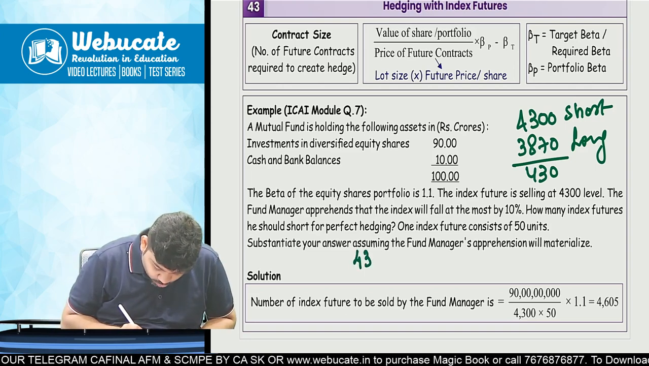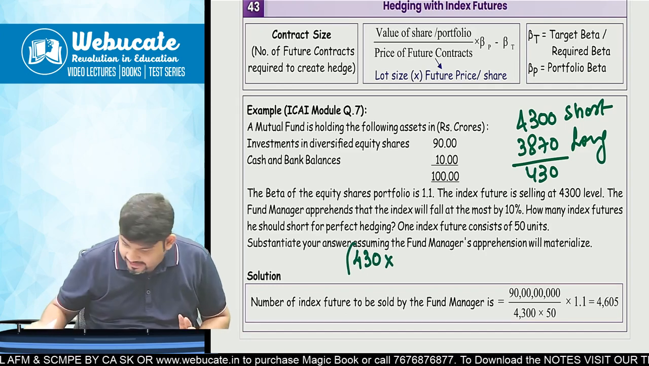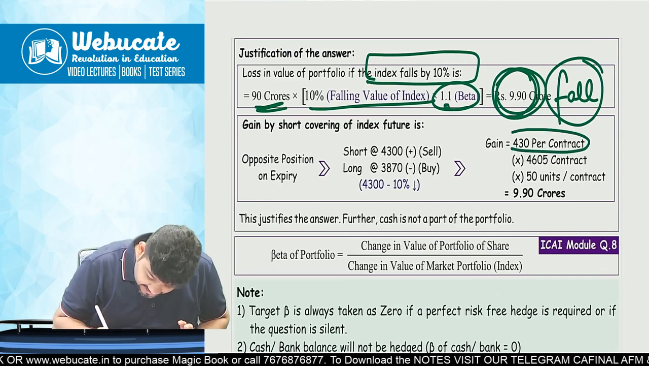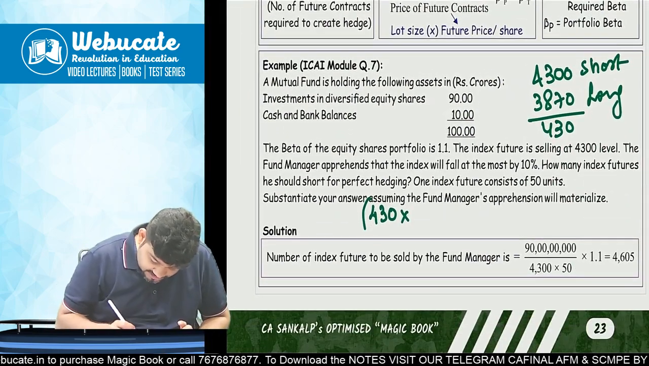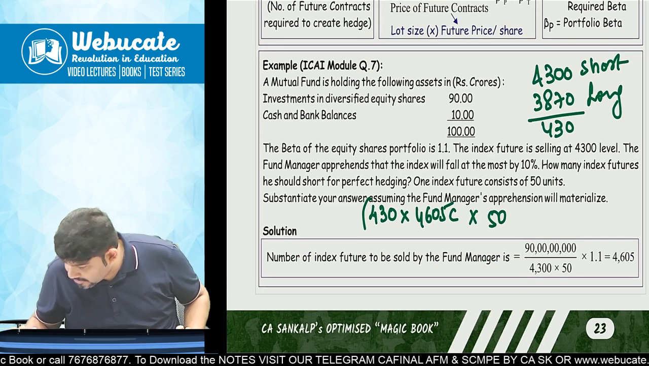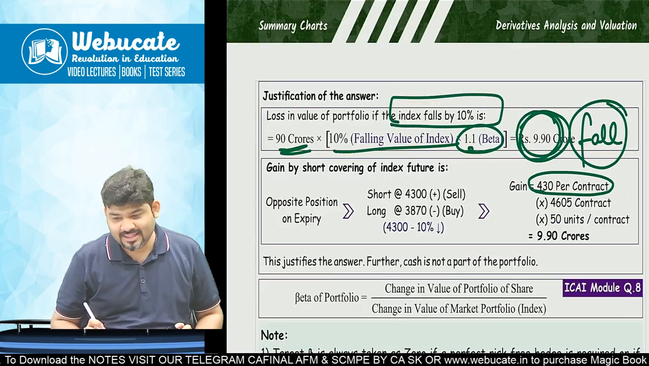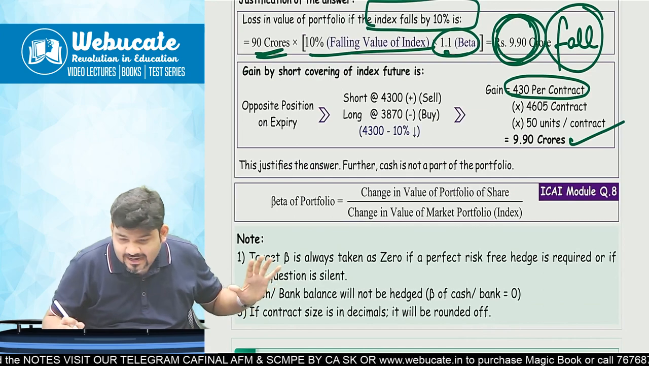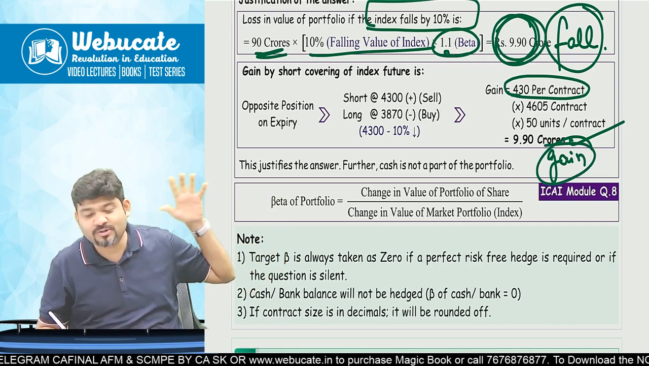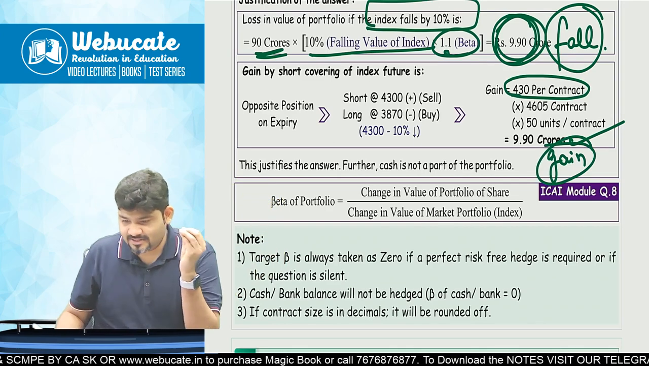Now, multiply this 430 by how many contracts you have taken. So 4605 into 430. See here, 430 per contract is your gain, into 4605 contracts, into 50 per contract, and this will give you 9.9 crores gain, and that is offset here. Done. We have justified that the 9.9 crore fall is offset by the 9.9 crores gain. Got it? So that's how you calculate the hedging part.